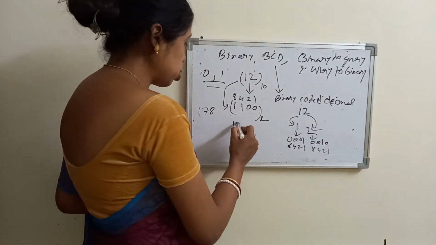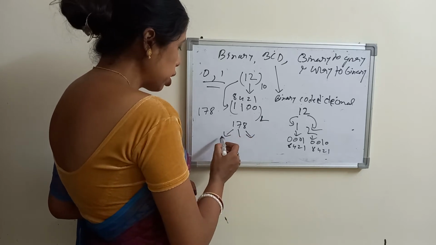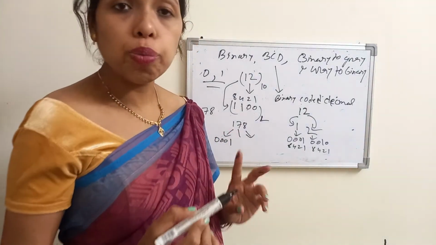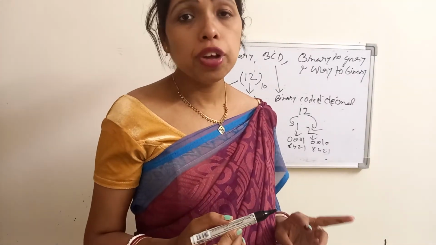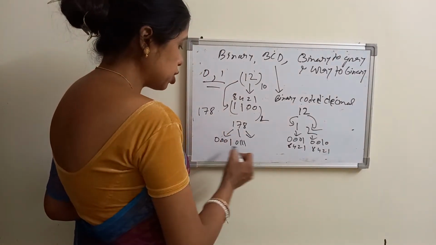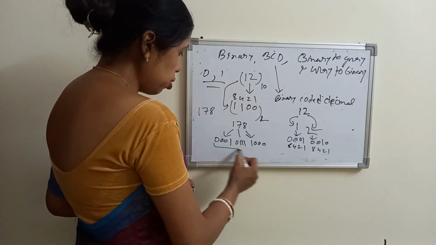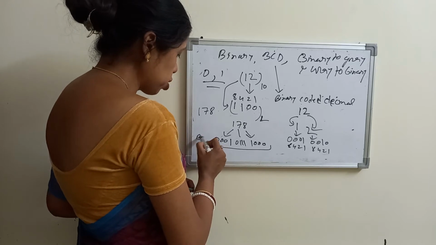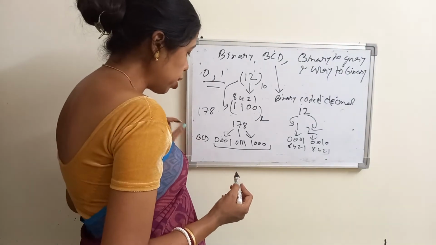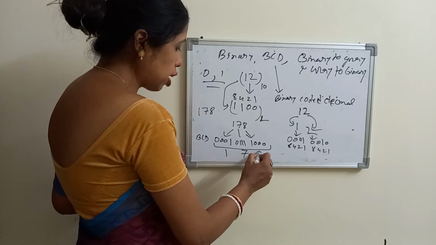So if you give 178 as a BCD number, what is the equivalent? 1 means 0001, because each decimal digit consists of 4 binary digits. 7, in 8421 format, is 0111. 8 means 1000. In binary coded decimal, every decimal digit is coded into a binary number. So from this number you can easily understand this is 1, this is 7, this is 8.